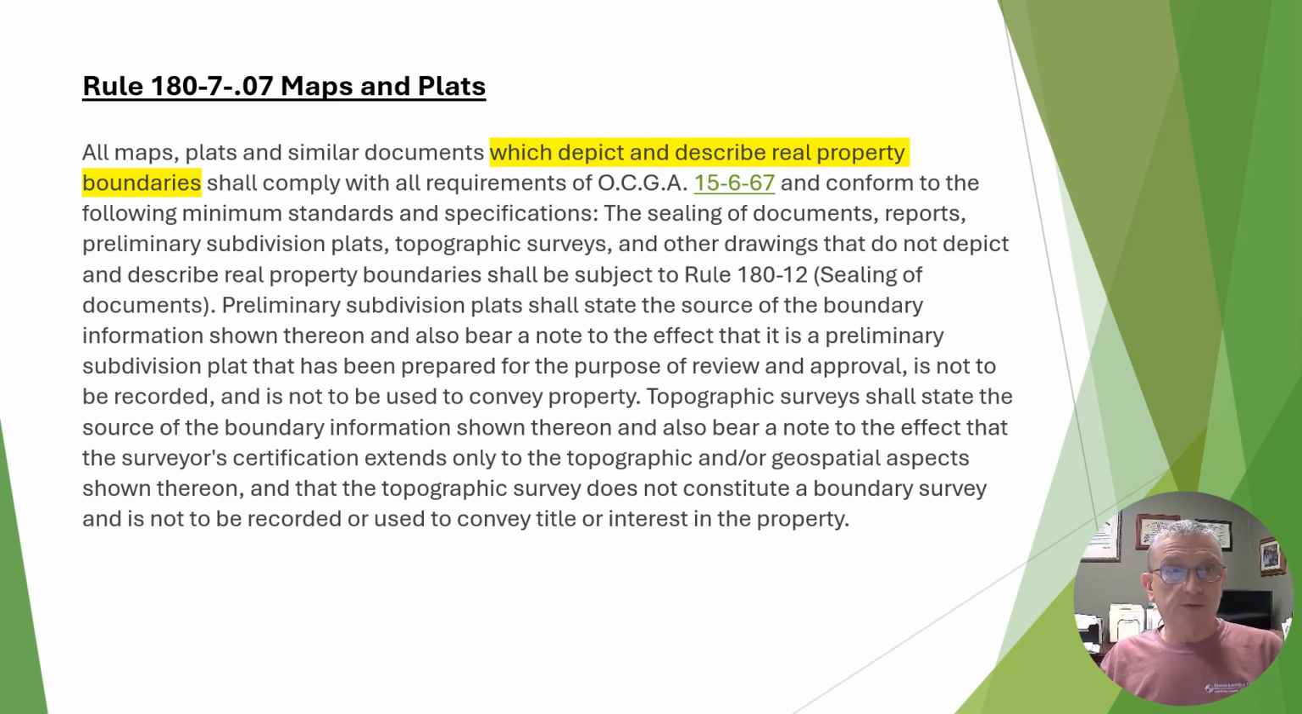So this paragraph right here clarifies that the source of the boundary information shall be shown and bear a note to the effect that the surveyor certification, which would not be one of those 4, it's just the fact that it's sealed and signed, that's the certification that this rule is speaking to, extends only to the topographic and or geospatial aspects shown hereon, and that a topographic survey does not constitute a boundary survey, and that this is not to be recorded or used to convey title or interest in the property.